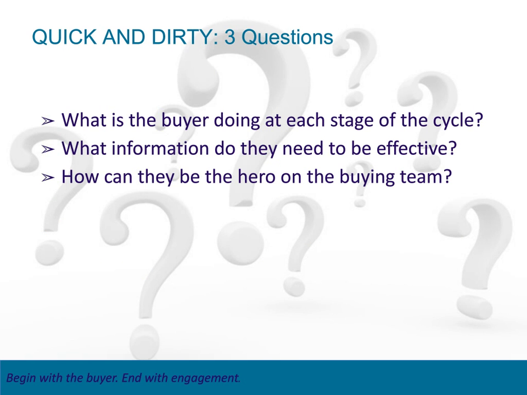So let's take a look at 3 questions that I call quick and dirty questions that will really help you to map your buyer's pain points across the buying cycle. What is the buyer doing at each stage of the cycle? This will let you know what kind of information they need at that stage to be effective. And then overall, how can this buyer be the hero on the buying team? What can you equip them with that will lead them to success? If you can answer those questions, then you're going to be able to take the topics that you want to write about and go a little bit deeper about what those would look like at each stage and what type of content that buyer would need.